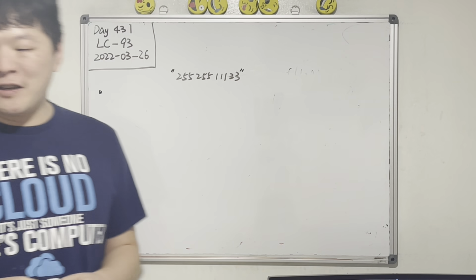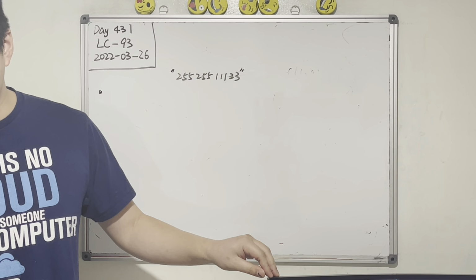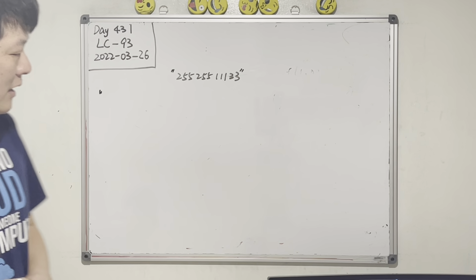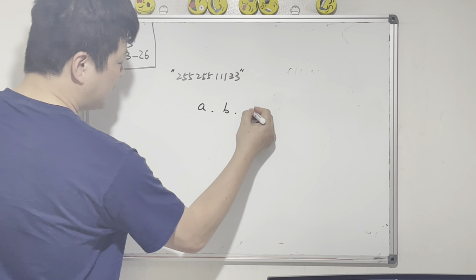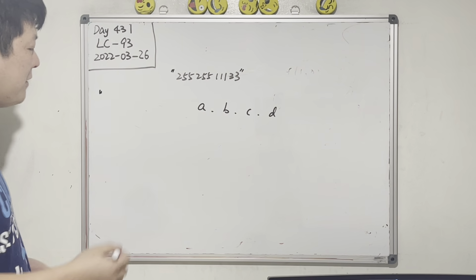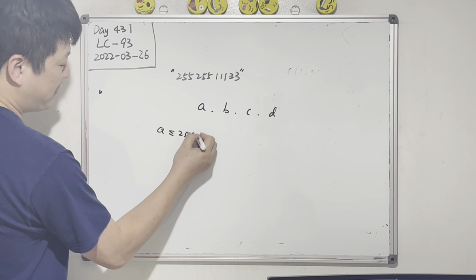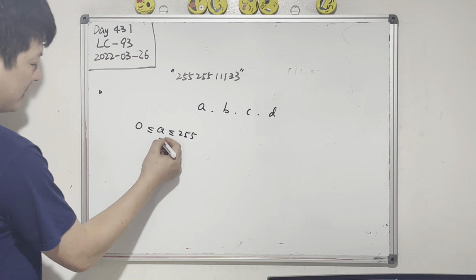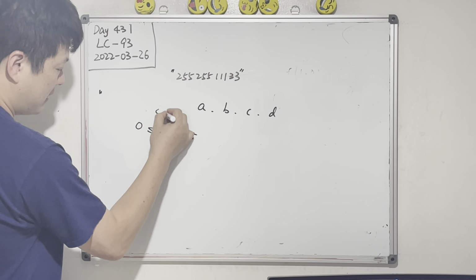IP address. Yeah, we have talked about IP addresses. When your computer is connected to the internet, you're given an IP address, in most cases. The IP address is four numbers like A.B.C.D. We talked about this before. There are four integers, each one between 0 and 255. A, B, C, D.